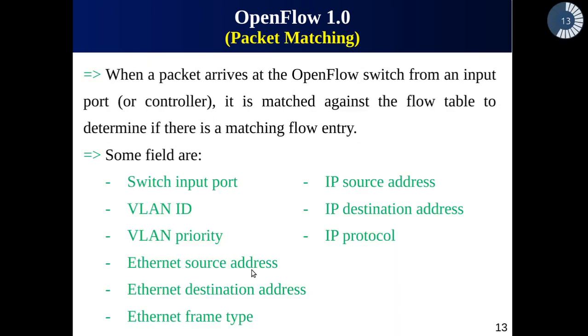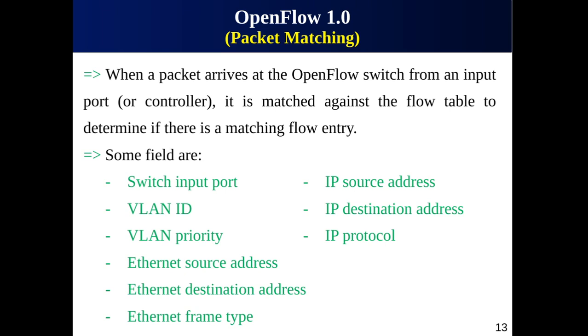Now let's see the packet matching criteria. How packets are matched with a flow. When a packet arrives at the OpenFlow switch from an input port, or maybe in some cases the packet arrives from a controller, the packet received by the OpenFlow switch is matched against the flow table to determine if there is any matching flow entry in the table.